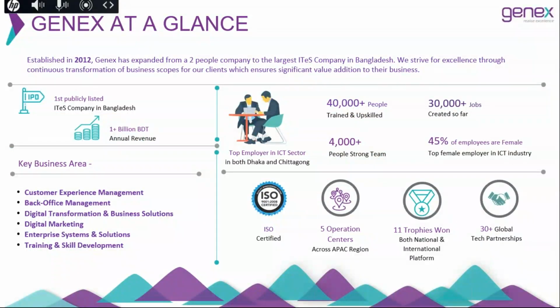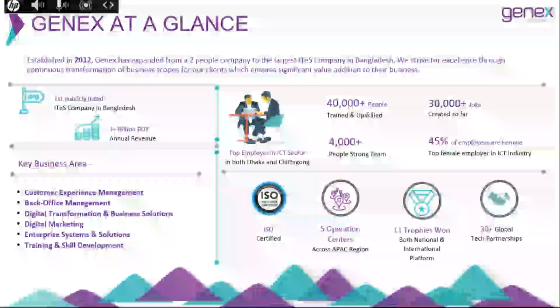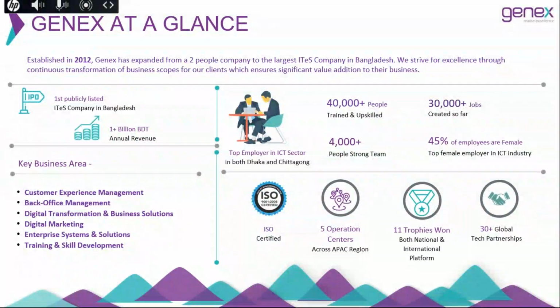Okay, thanks, Arindam. Here I'll speak about a glance of what Genix is all about and what Genix is doing in the local IT and ITES industry. First of all, Genix was established in 2012, and since then, a two-person company has become a 4,000 plus people strong organization. We can proudly say this is the first public listed ITES company in Bangladesh with an annual turnover of around 1 billion BDT.